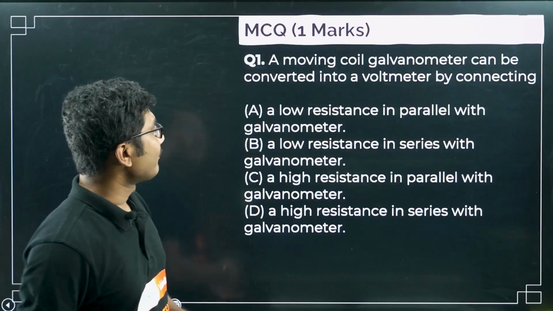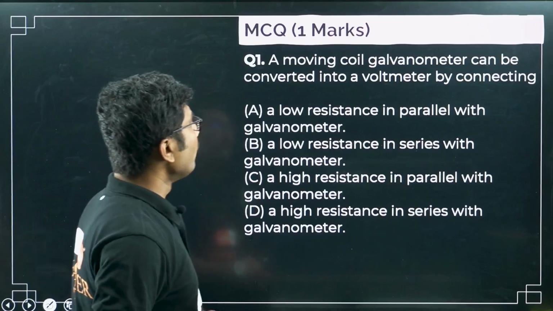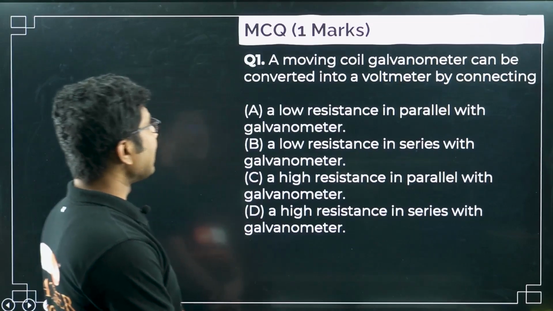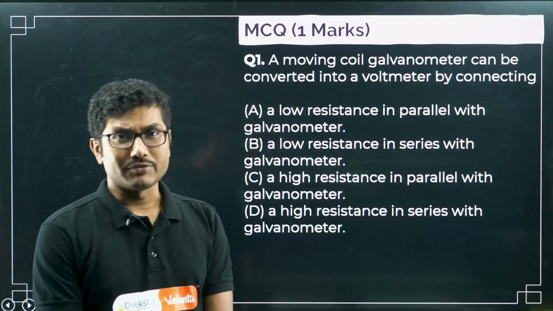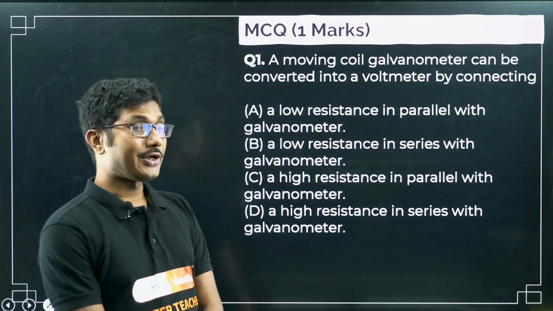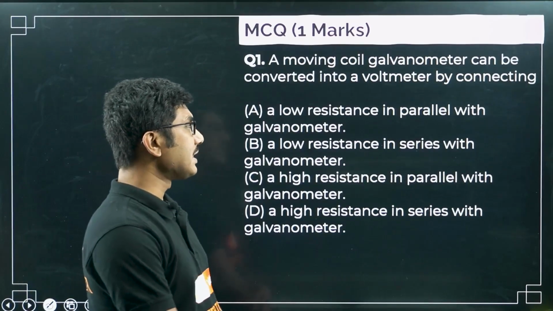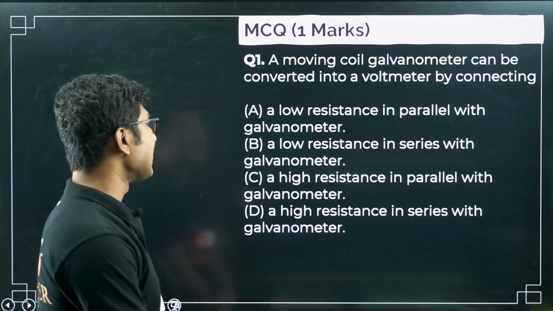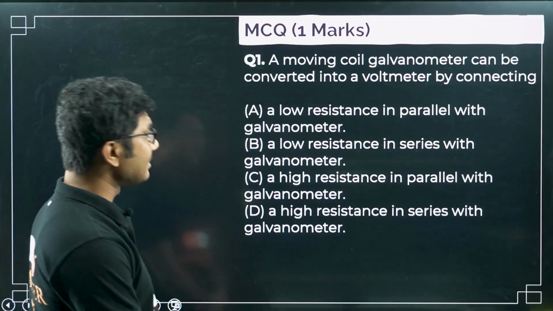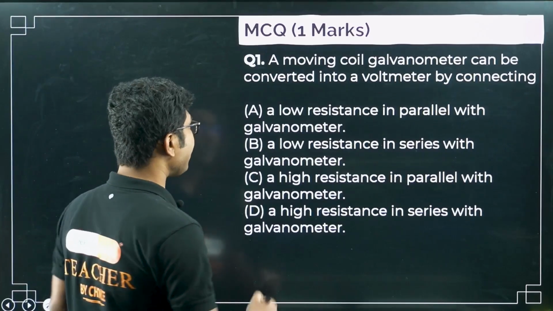Okay, so first start with the MCQ questions. A moving coil galvanometer can be converted into a voltmeter by connecting... How can you convert a galvanometer into a voltmeter? Okay, let's see the options. A low resistance in parallel with the galvanometer, no. A low resistance in series with the galvanometer, no. High resistance in parallel with the galvanometer, no. High resistance in series with the galvanometer, yes.